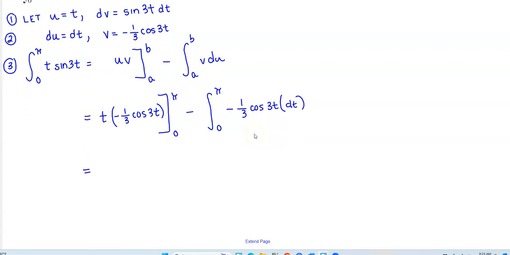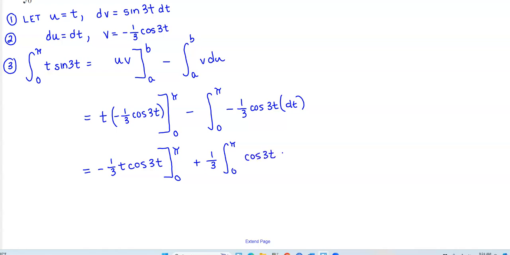Okay, so let's simplify here. So we have negative 1/3 t times the cosine of 3t going from 0 to pi. We're going to factor out the constant, so a negative times a negative is going to give us a positive 1/3 going from 0 to pi of cosine of 3t dt.